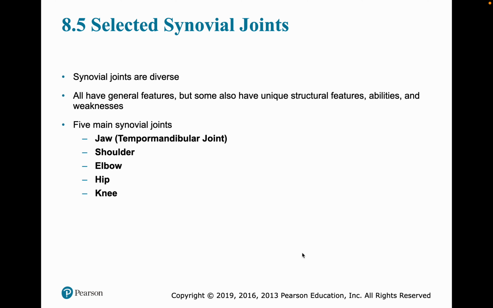The synovial joints are quite diverse. They all have some same general features, but many have unique structural features, abilities, and weaknesses in particular. There are 5 main that we'll look at. The jaw, which is the temporomandibular joint, the shoulder, the elbow, the hip, and the knee.